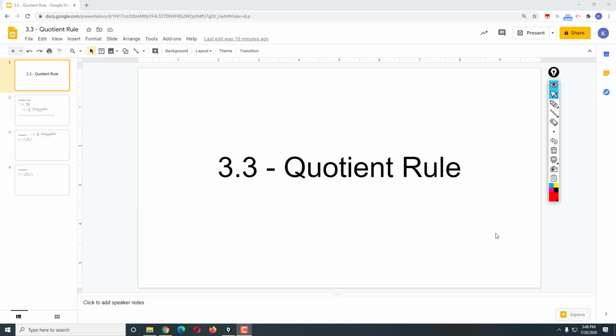Welcome to Unit 3, Lesson 3, Quotient Rule. In Lesson 1 of this unit, we learned about the sums and differences of derivatives.